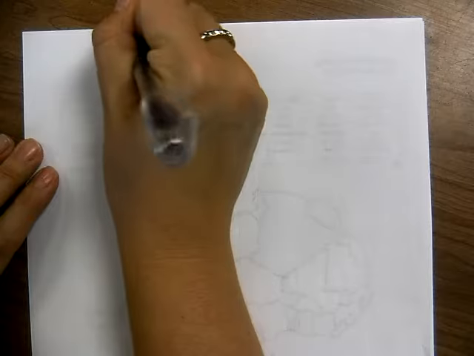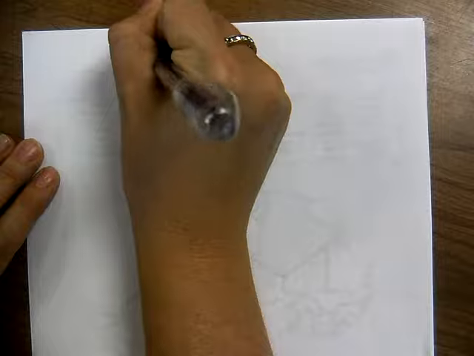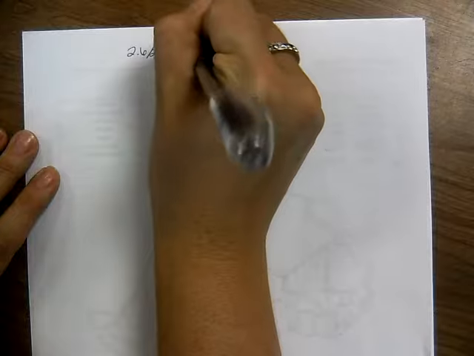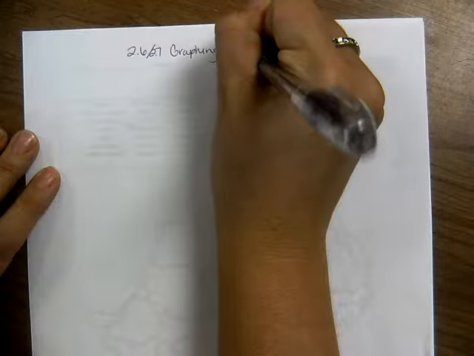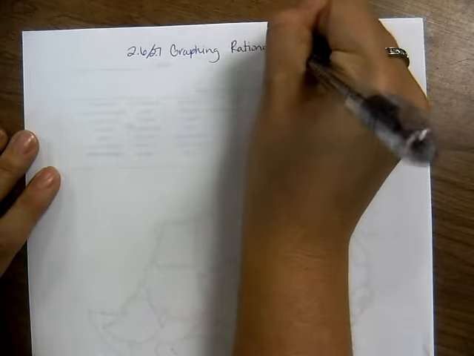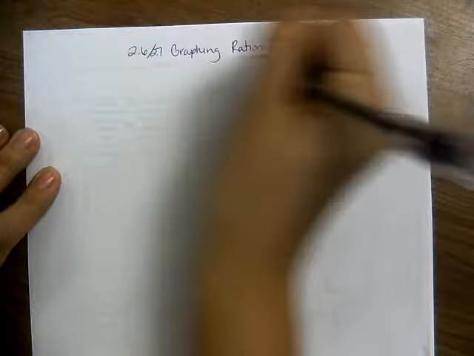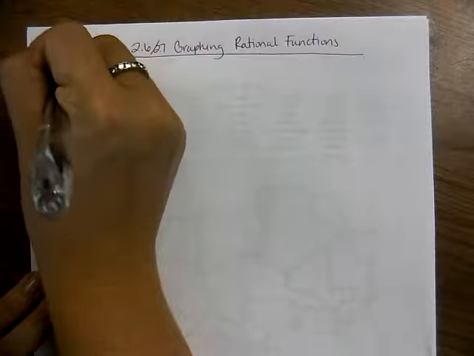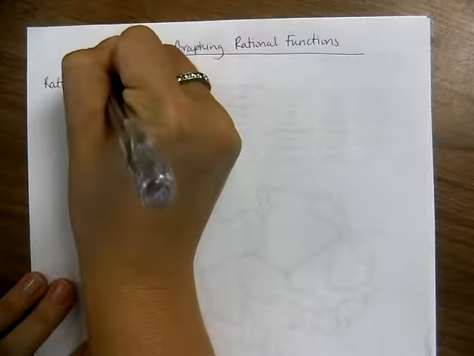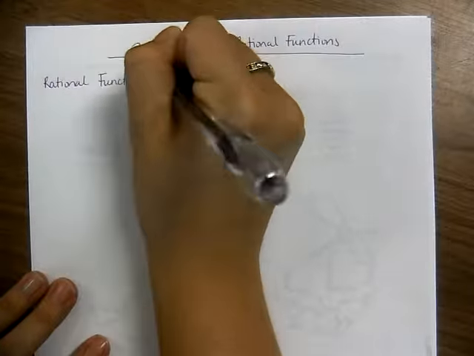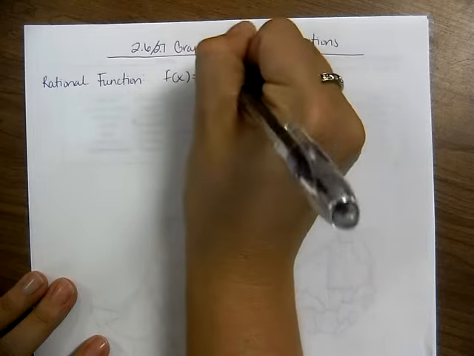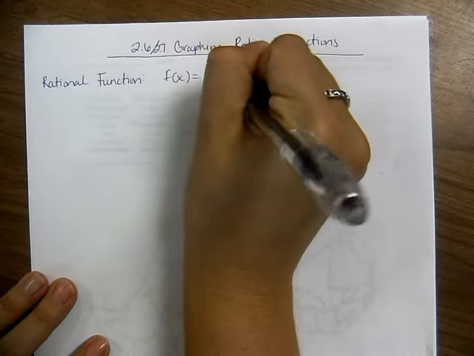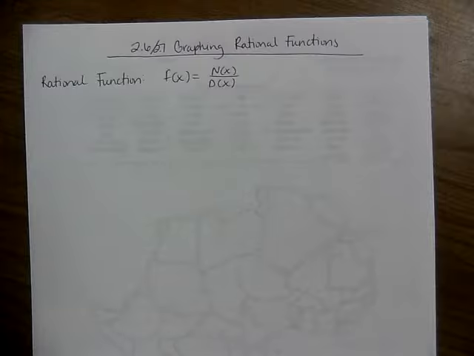Okay, we're going to do 2.6 and 2.7, which is graphing rational functions. Okay, so a rational function looks like f of x equals n of x over d of x. It's like some polynomial over some polynomial, okay? So it's like fractional, okay?